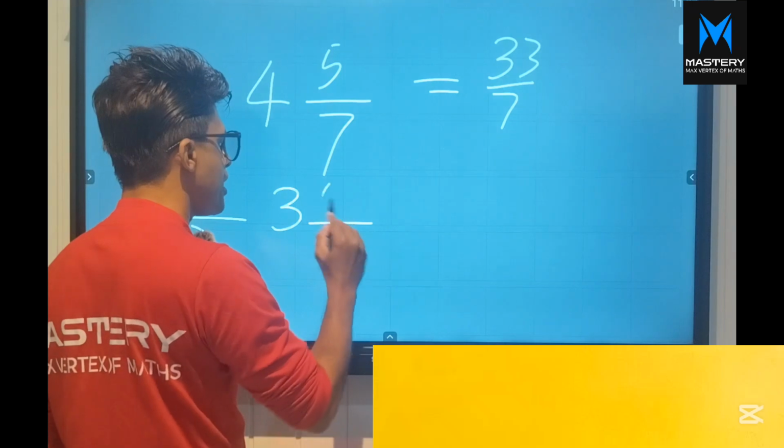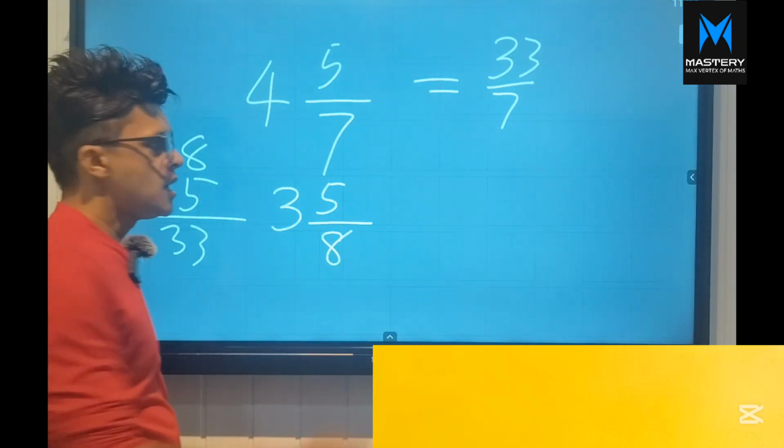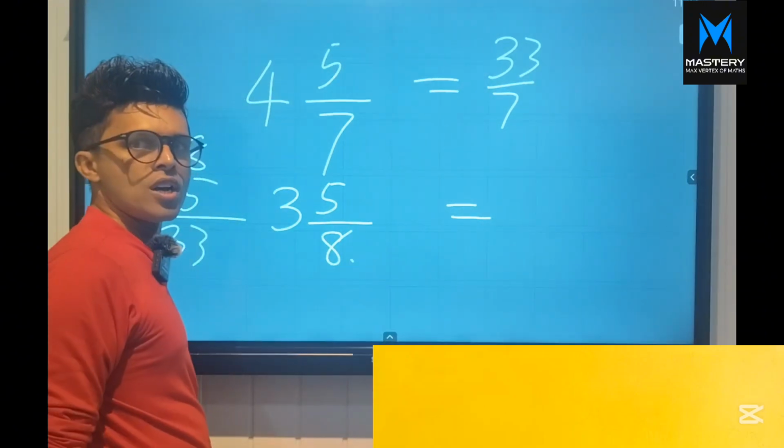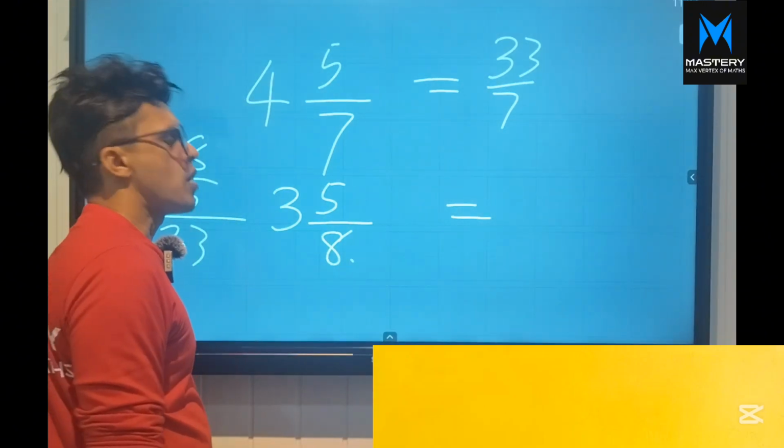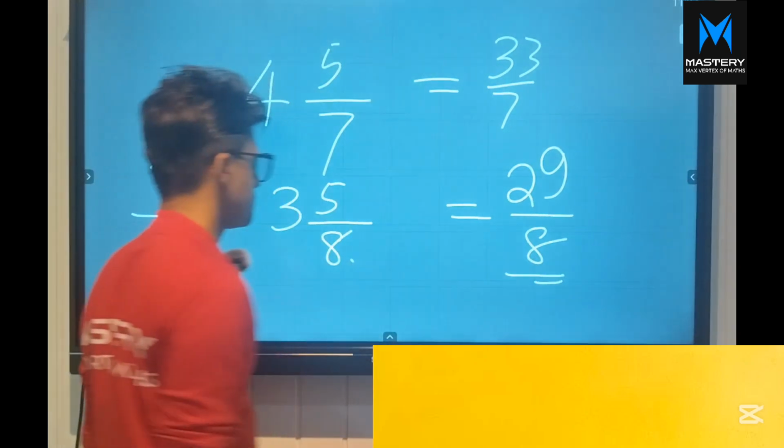Then 3 5/8. How can you get the related improper fraction here? Then 8 times 3 is 24. 24 plus 5 is 29. 29 over 8 is the improper fraction.